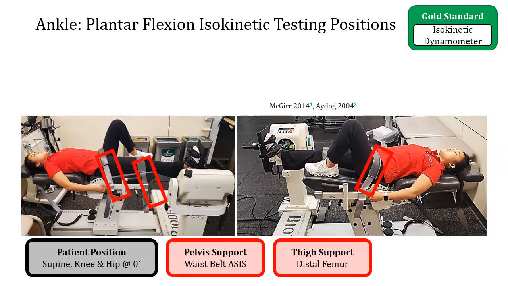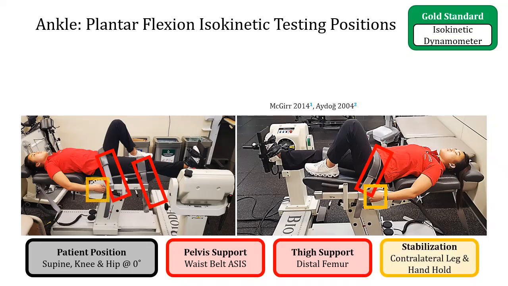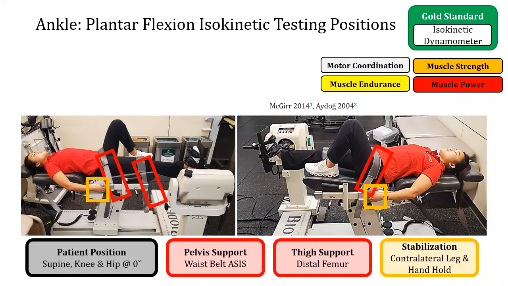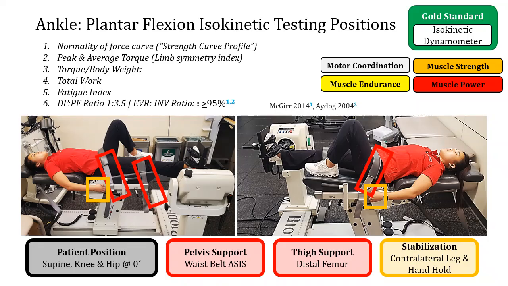So the patient is in supine, knee extended, and hip at 0, with a pelvis waist belt, as well as the tibial thigh belt. Stabilization is manually done by holding on to the frame. And then the normality of the force curve is what you're looking for first and foremost. I call it the strength curve profile. Peak and average torque, so limb symmetry index, and then torque to body weight. Total work produced, fatigue index is also considered, and then looking at ratio. So there's really 6 predominant metrics that would be considered when you're looking at the isokinetic dynamometry for your foot and your ankle, and in this case, particularly the plantar flexion.